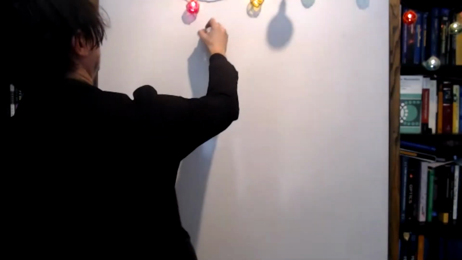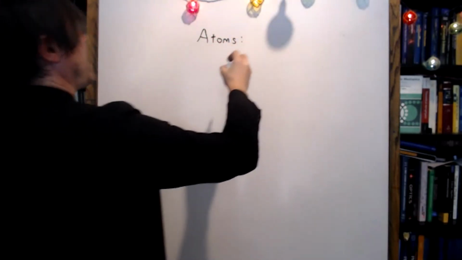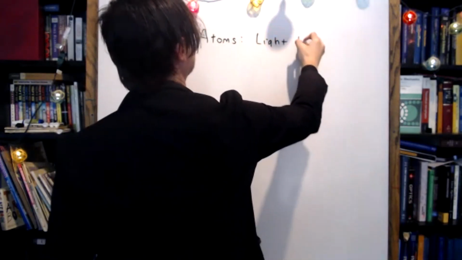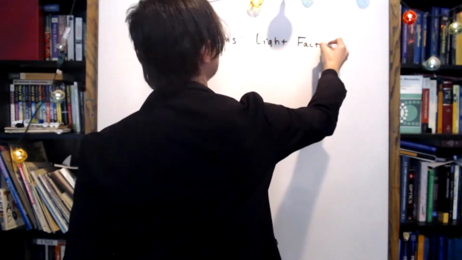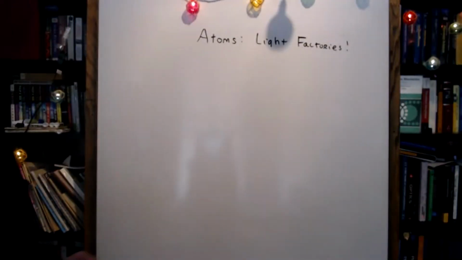Before we talk about light, let's learn a little bit about atoms. You guys probably already know some things about atoms. Atoms are basically light factories. Light comes from atoms.